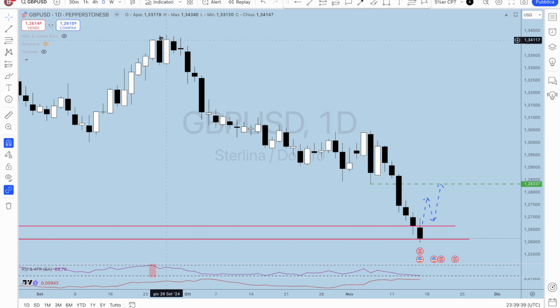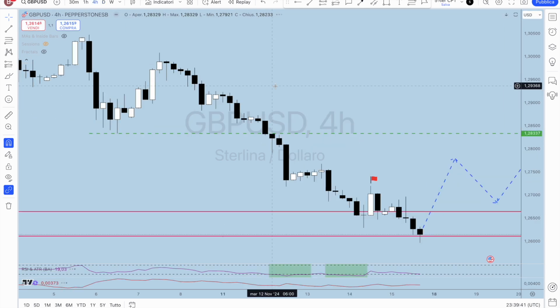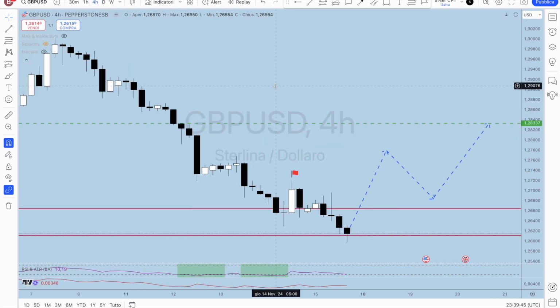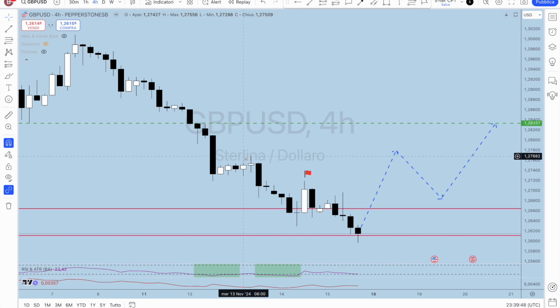So this is my potential target. Moving on to the 4 hours. You can see where the first fake out happened here. I was looking for long, and I needed either a double bottom or this swing to be broken. Obviously neither double bottom or this swing was broken, so no trade for me here.